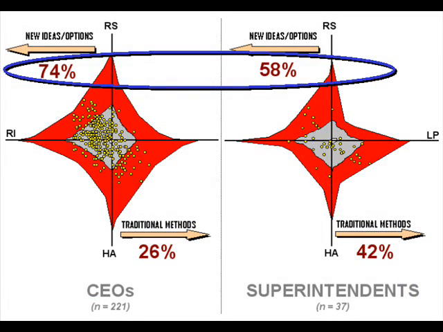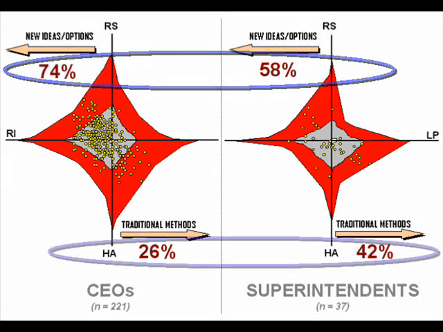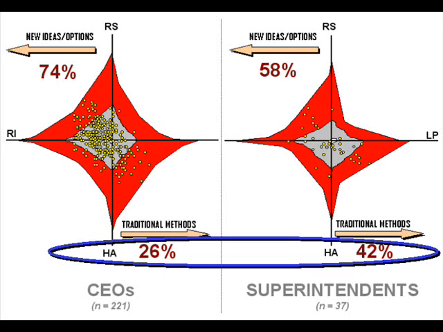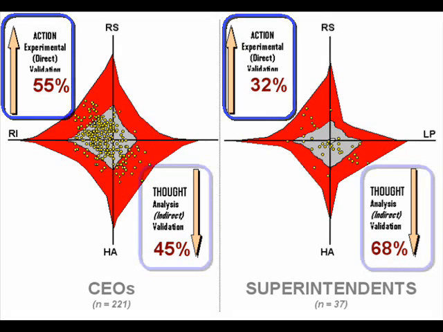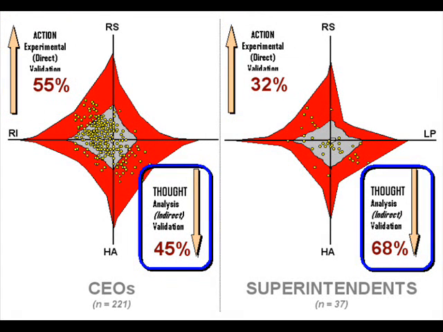Both CEOs and superintendents favor new ideas, but CEOs favor them a lot more. And when actually doing something, superintendents are much more likely to use well-proven methods. CEOs, on the other hand, are much more inclined to take decisive action on their new and untested ideas. Superintendents, on the other hand, prefer to evaluate thoroughly, plan carefully, and execute methodically.